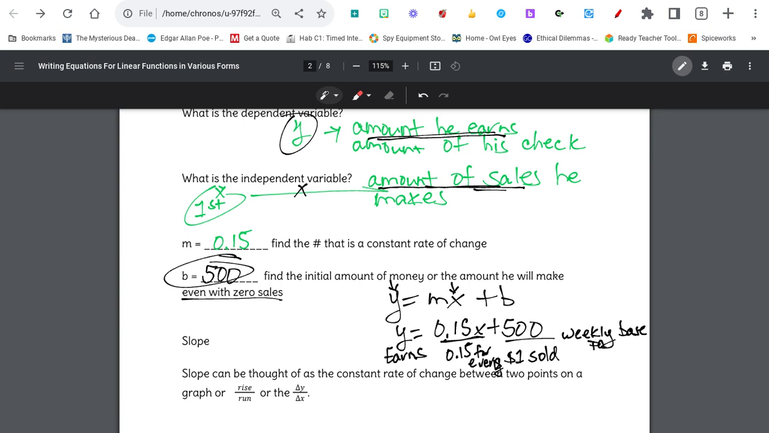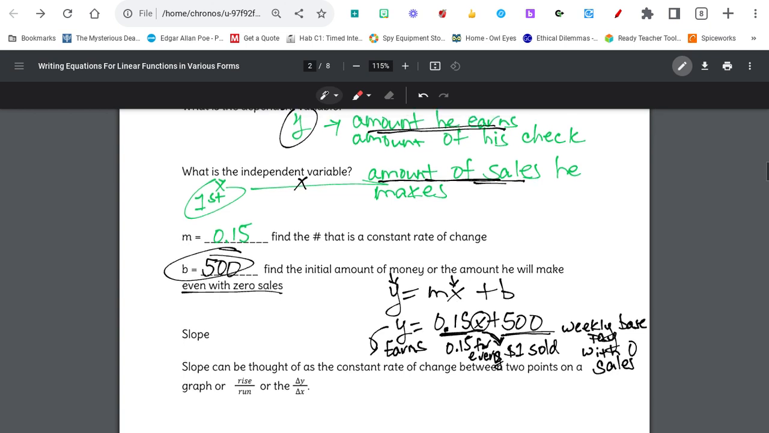pay. Weekly base pay. When I say base pay, that means even if you don't sell a thing, that means with a sale of 0. Or let's just go with 0 sales. That's all that 500 means. What his pay is with 0 sales. So we got something for Y. We got something for X. X is the amount of his sales. And for the amount of his sales, he gets 15 cents for every dollar sold, plus 500, which is his weekly base pay with 0 sales.